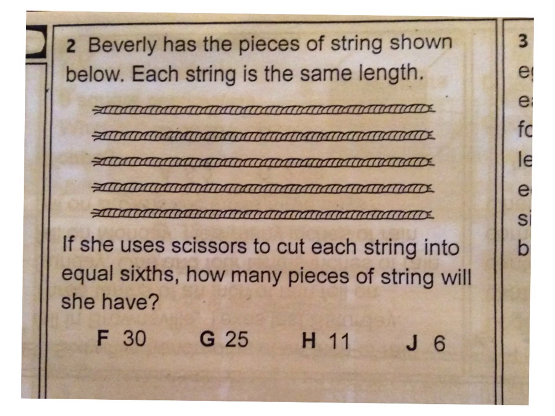Number 2. Beverly has the pieces of string shown below. Each string is the same length. If she uses scissors to cut each string into equal sixths, how many pieces of string will she have?